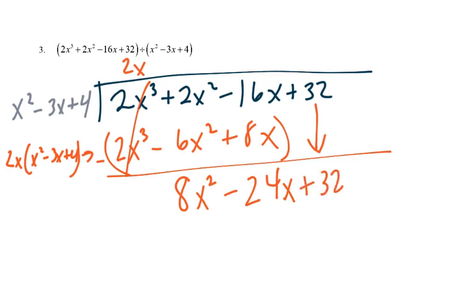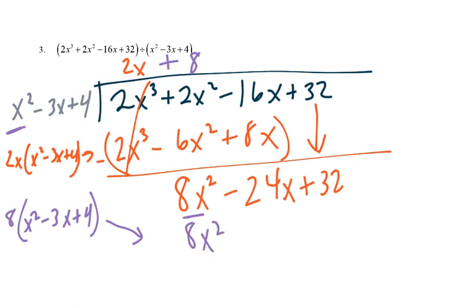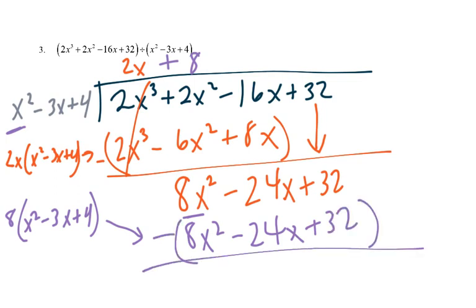Then I figure out, what do I have to multiply x squared by to get it to match 8x squared? All I'm missing is the times 8, so it's going to be a plus 8, not 18, just 8. 8 times x squared minus 3x plus 4 gives us 8x squared minus 24x plus 32. That's beautiful. We will end up with no remainder because when I subtract this, it's matching it exactly. That's just going to be 0. So our quotient is 2x plus 8.